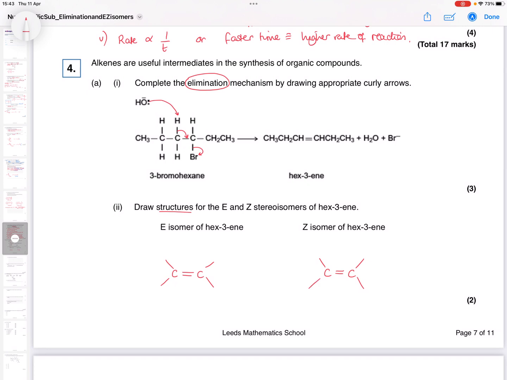So with it being hex-3-ene, it's symmetrical. So we've got on both sides here, we've got C2H5. So we've either got the C2H5s, which have the priority because the carbon has the highest atomic number. So we've either got the C2H5s opposite for the E isomer, or we've got the C2H5s on the same side for the Z isomer.